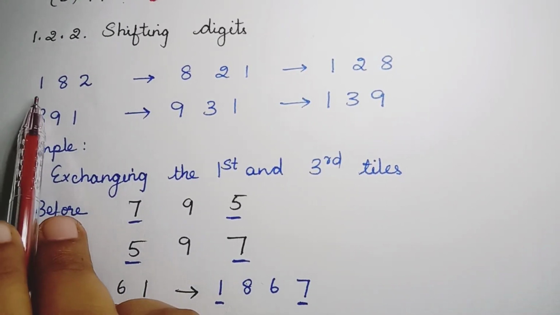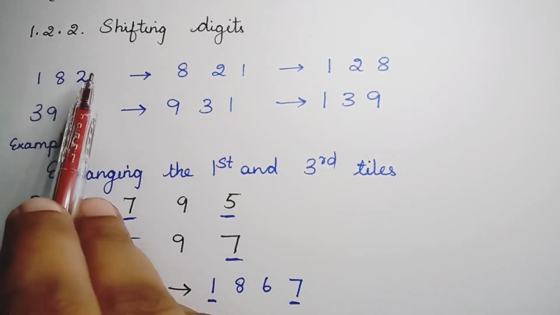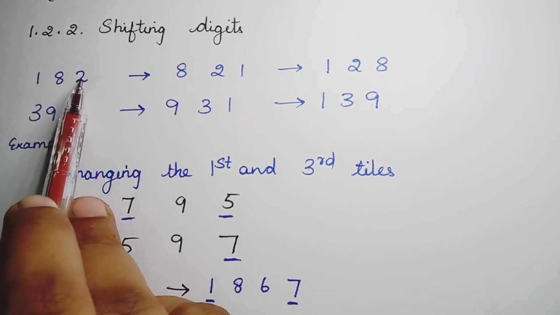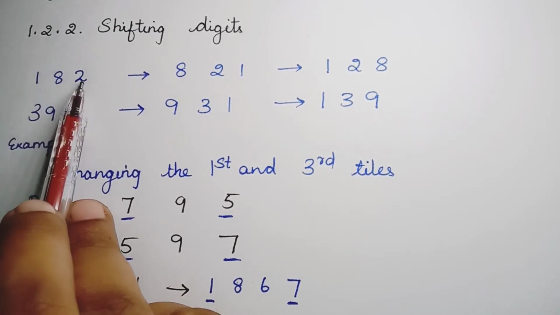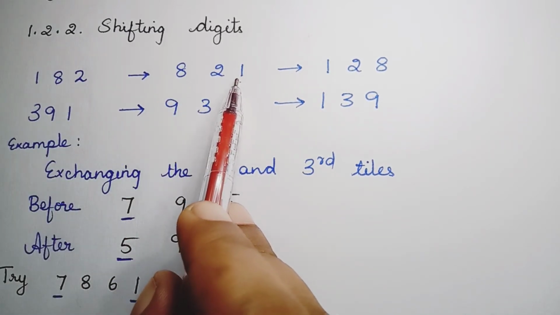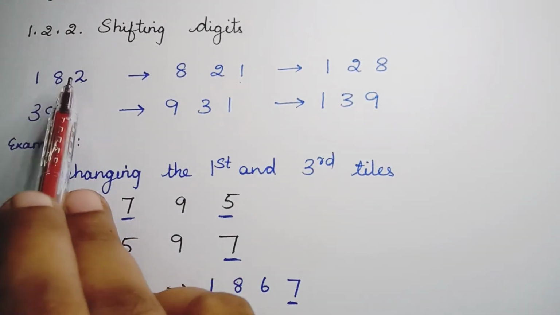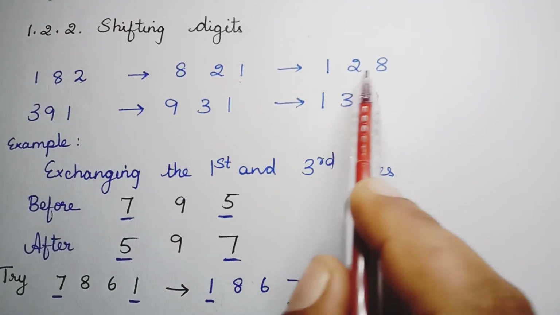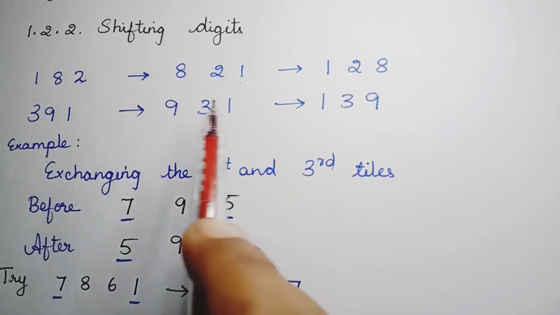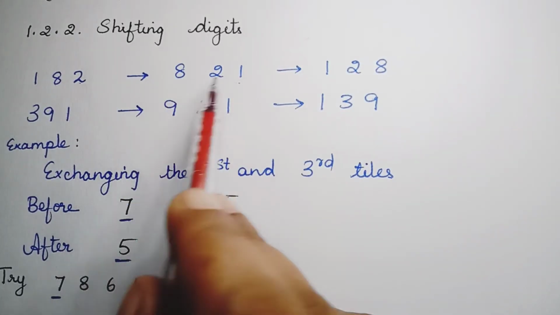So look at this. This is 182. When you shift the 8 to the first position, 2 to the second position, and 1 to the last position, you will get the biggest number. So how will you get the smallest number? When you shift this 2 and 8, you will get 128, and this is the smallest number.